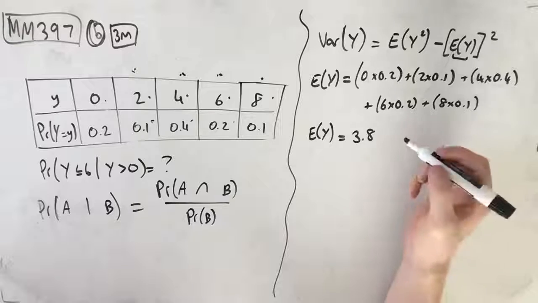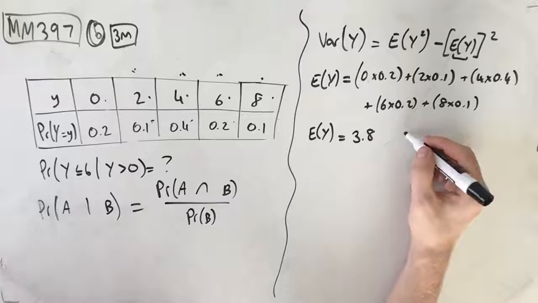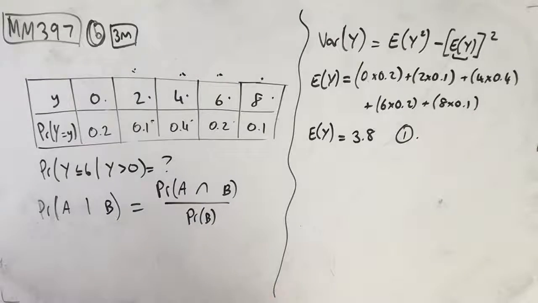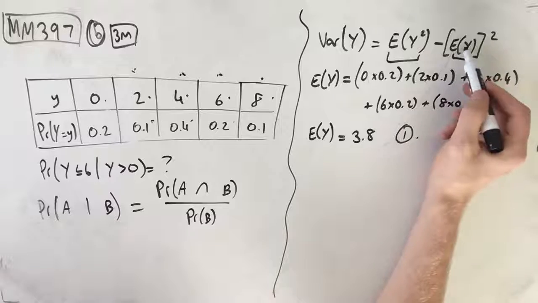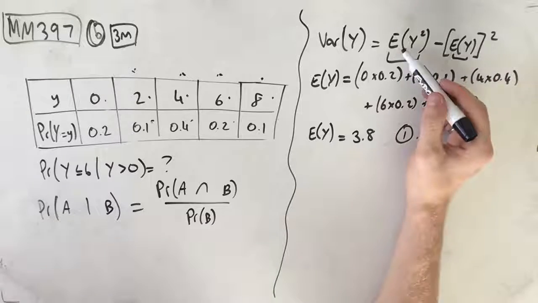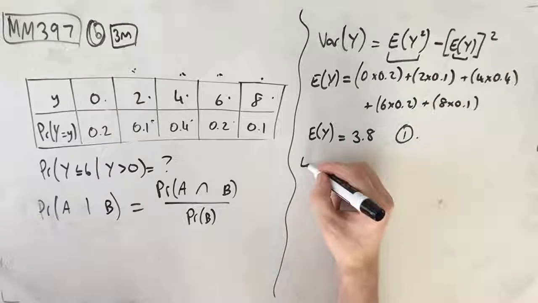Okay. Now, what that means is that is our first mark. Awesome. So from here, we now need to work out our E of Y squared. Right, so we've worked out our E of Y, and then we're going to square that later, but we now need to work out E of Y squared.